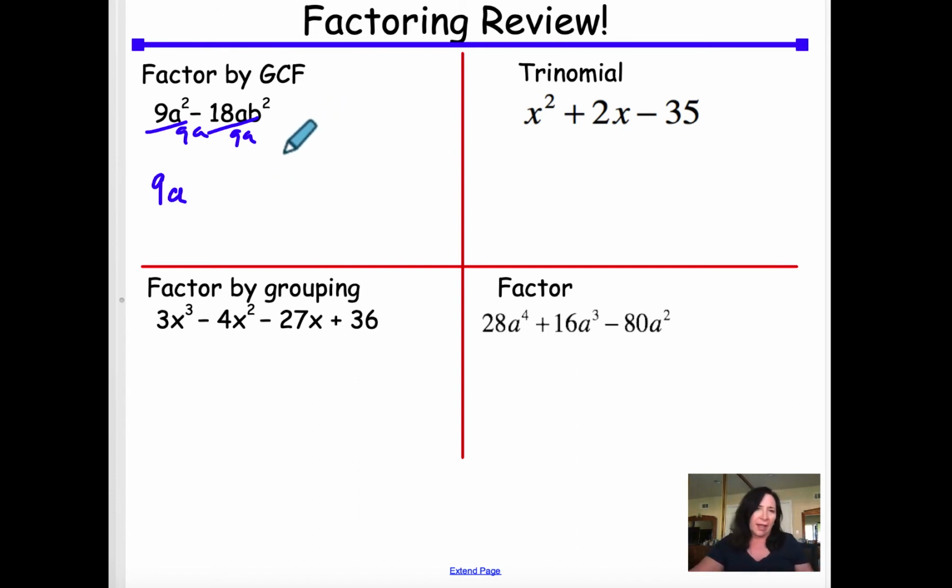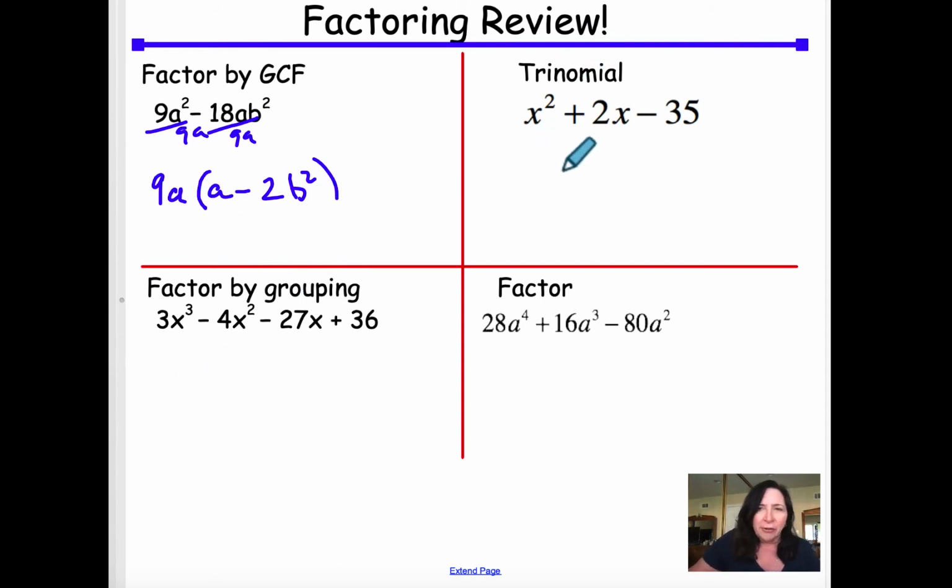A lot of kids will just say, oh, I'm dividing it out, it's gone. But you have to show that you actually factored it out. Unless it's an equation, then they're actually gone. But this is just an expression, so you don't lose those terms. So you get 9a times the quantity a minus 2b squared. And then you're done. Box that up.